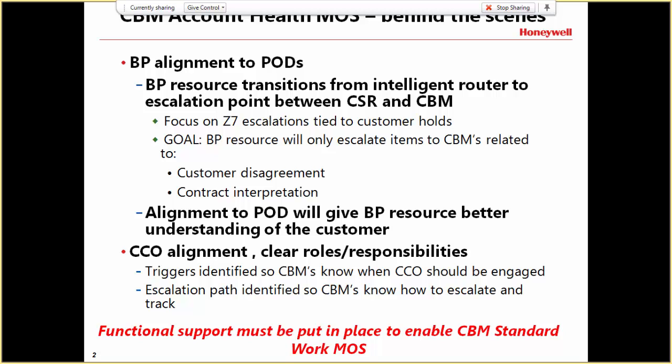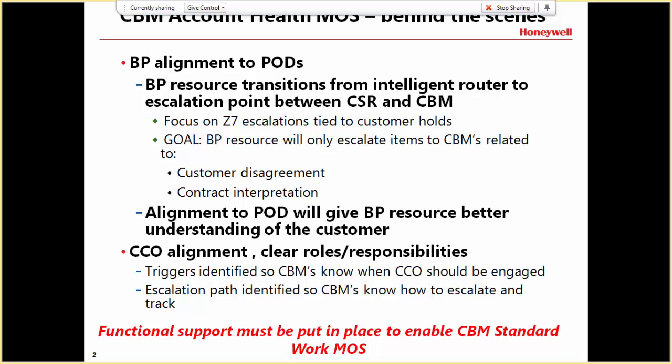So BP alignment to pods, I think in the past, from the feedback we received from CBMs, they acted more in the capacity of an intelligent router. So when CSO escalates an order through flagging an order with a Z7, because we can't address a customer hold, we can't get a customer response, the BP team would review the Z7, they'd look at all the history, all the notes, which is a big feat, and they would try to package that all up and then do a warm handoff with the CBM so that they had more intelligence when they were trying to address the Z7 customer hold.